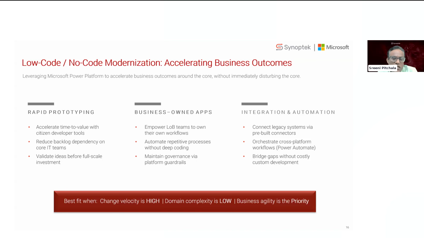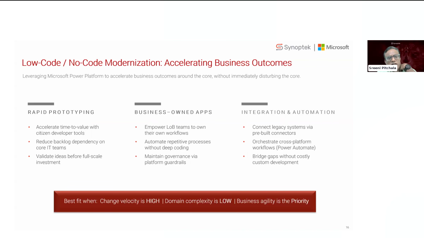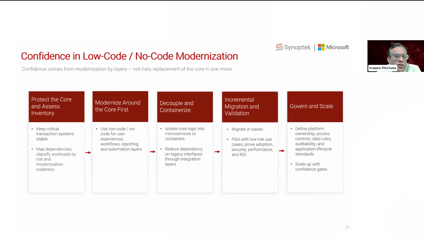Domain complexity typically is low. The process is not very, very complex, right? And the third one is where business agility is the priority. Again, this goes back to change velocity as well, right? Where the business frequently comes with changes and wants to do them. So these are the three aspects to keep in mind. And then the second one. So yeah, go to the next one.